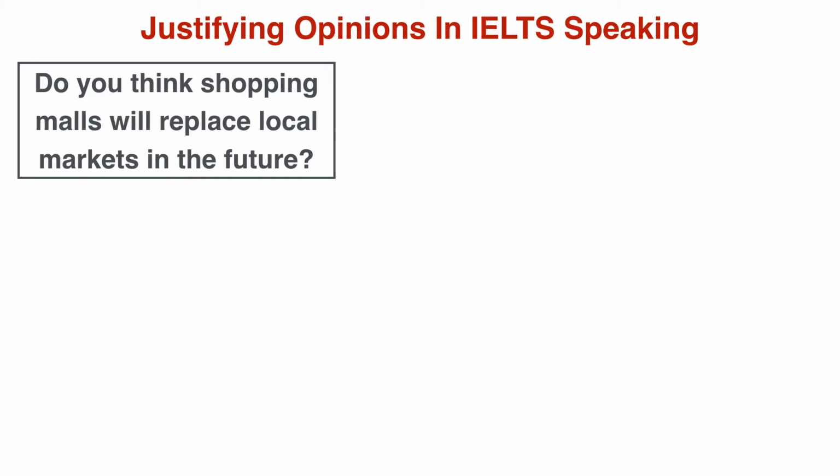So the language that I will show you a little bit later is generally going to be the second sentence in your answer. The first sentence when we answer an opinion question like this would be your actual answer. So yes, I do think local markets will be replaced by big shopping centers and malls. Then the second sentence will be the reason, justifying. Let's look at another example before we move on to looking at the language for justifying opinions.